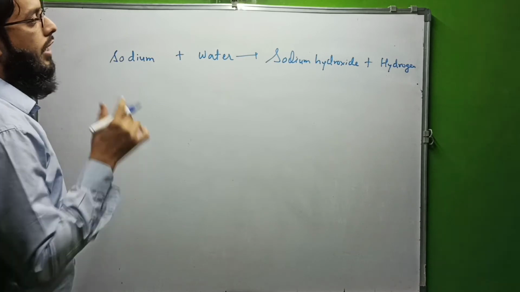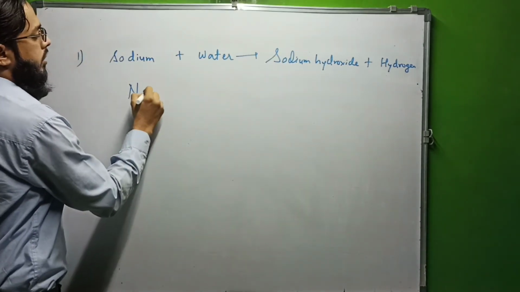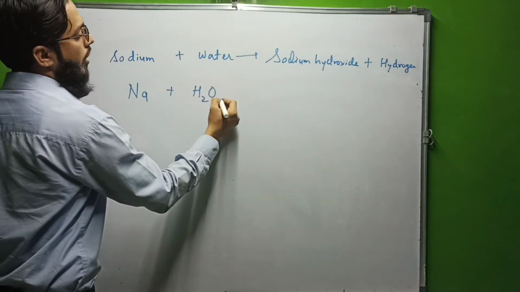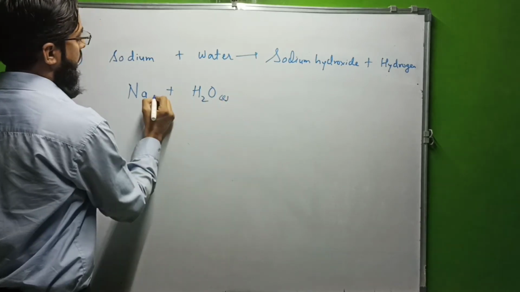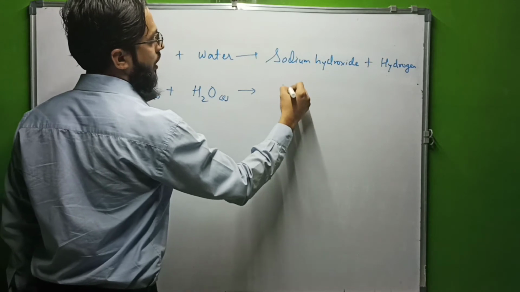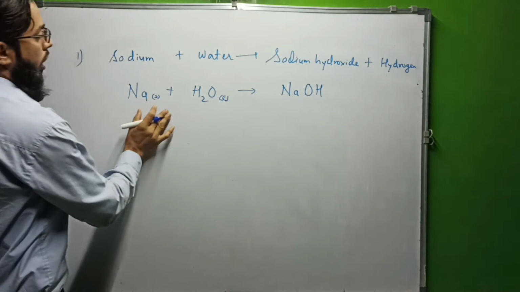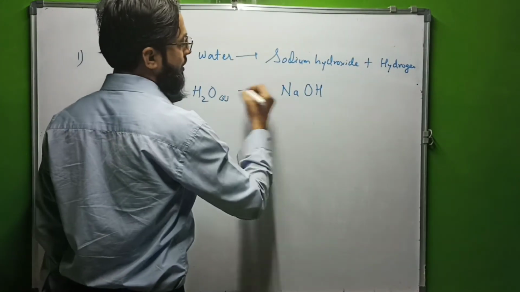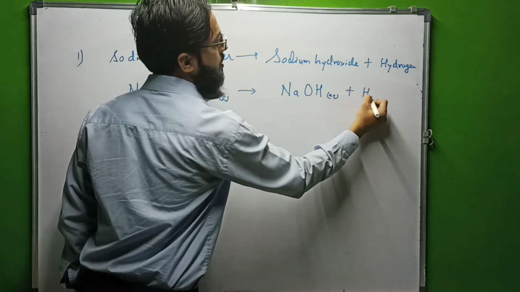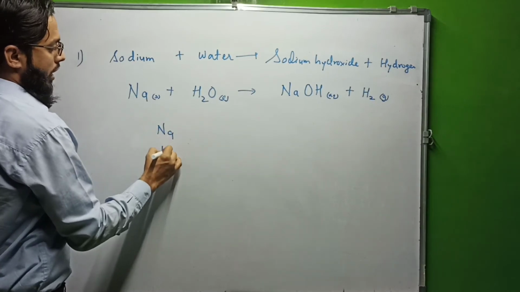As I told you, whenever there is a reaction, we must be able to remember the formula. Sodium is Na, water means H2O, and we have to depict the physical state also. Sorry, I forgot last time, as I was focused on balancing the equation. NaOH, as we have added water, is an aqueous solution, and hydrogen gas is evolved.